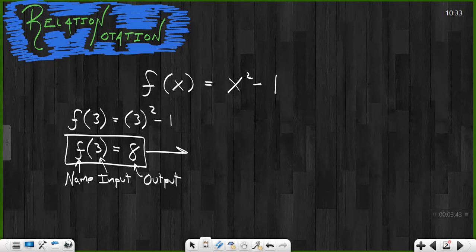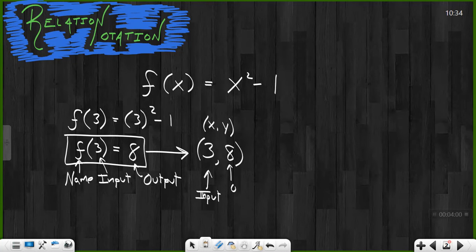This relation notation, if I wanted to graph the result, could be graphed using the point 3, 8, because in an ordered pair, x, y, typically this, well, always, is my input, and this right here is my output. My independent and dependent variable, because the x-axis is my independent axis and my y variable is the dependent axis. So those are the pieces of it.